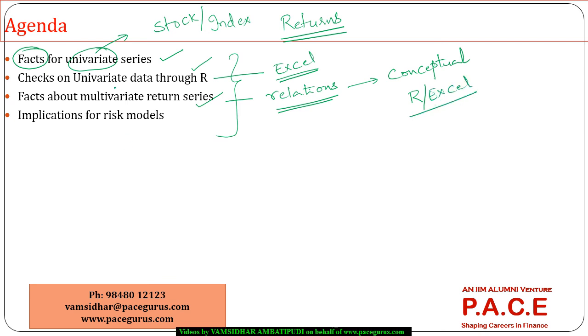And finally, once we understood the pattern or the behavior of the data, we'll try to see why we really need to understand all these things from the perspective of implementation for the risk model. So let's try to look at that.